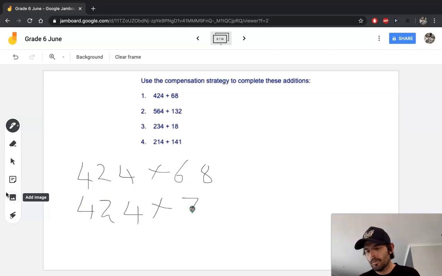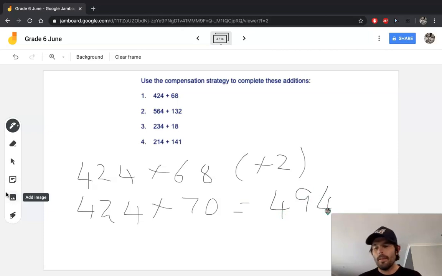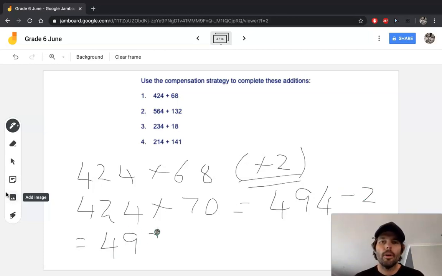Okay, and it's always useful to write in what you've done to the 68. Now 424 plus 70, I know that's going to be 494. Okay, and then because I added 2 in the beginning, I must take 2 off, and my final answer is going to be 492. So it's just a quicker way for us to work out these calculations.